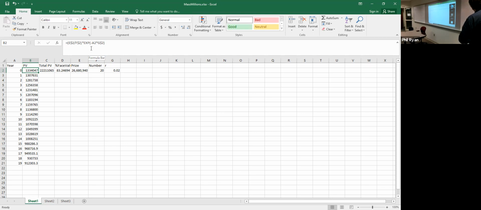So your task here is to fill in this table. You want to find these three values right there.